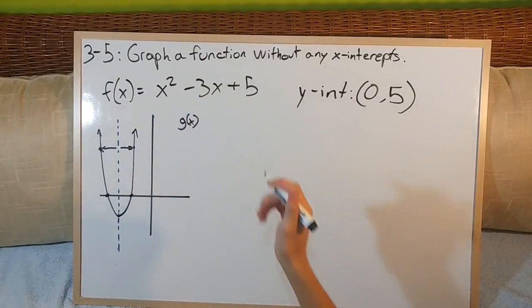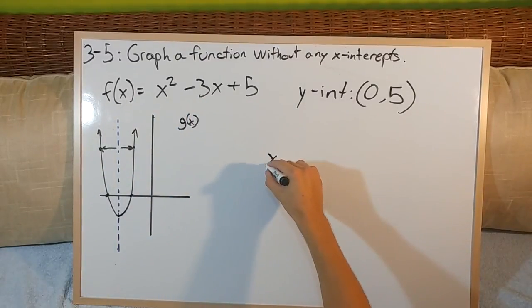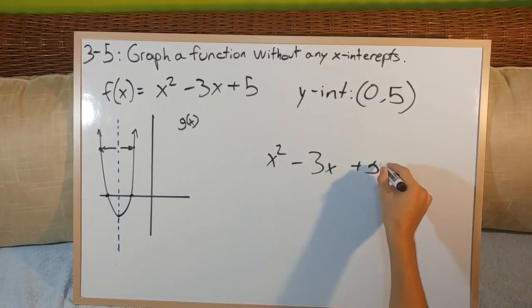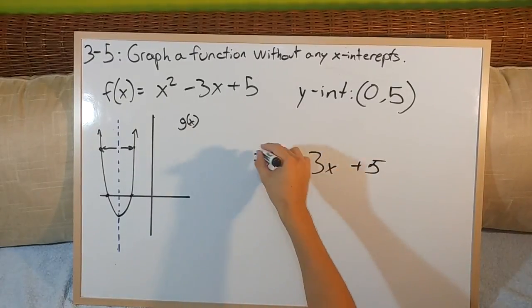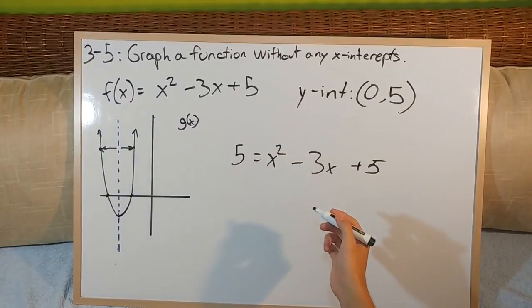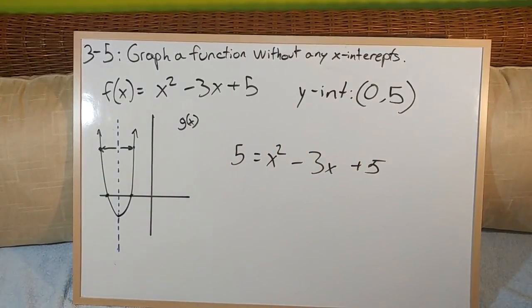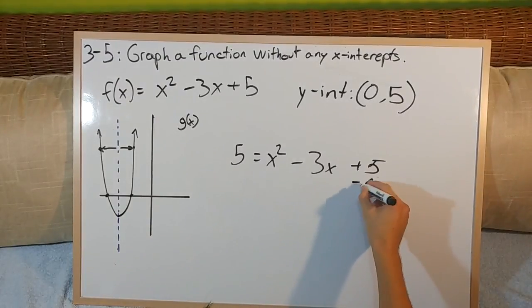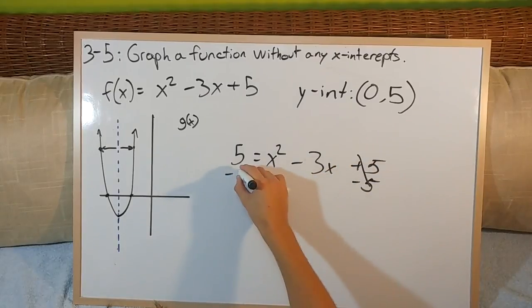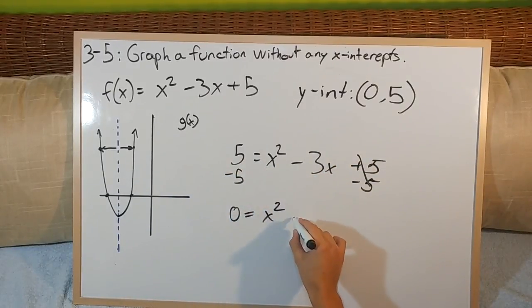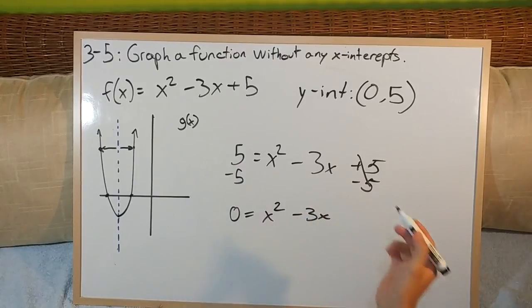So we take our function here, x squared minus 3x plus 5. And we set it equal to 5 because we want to find another point that, when we input an x value here, will give us 5. Well, how do we do that? We'll just solve for x. Now we have 0 equals x squared minus 3x.